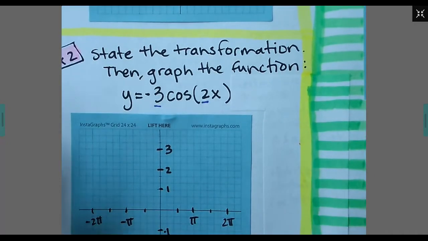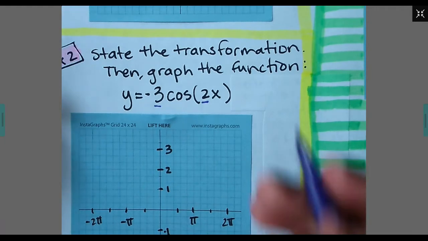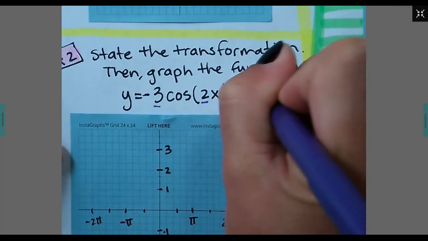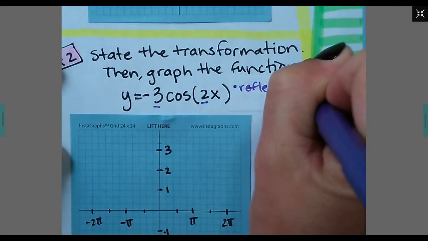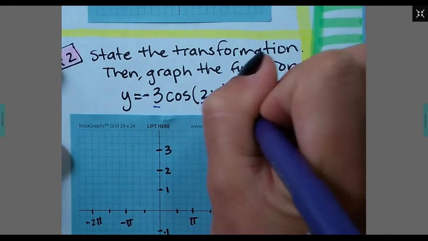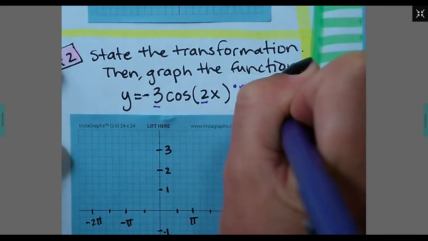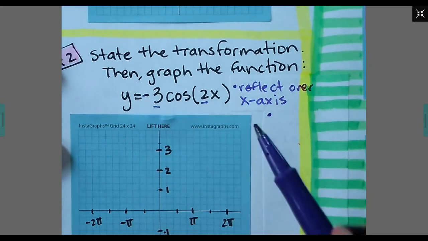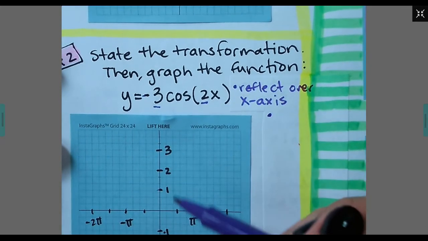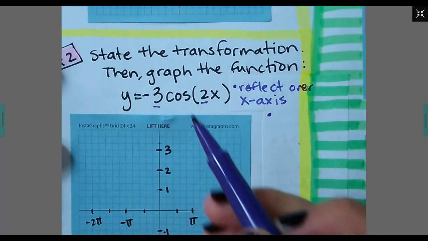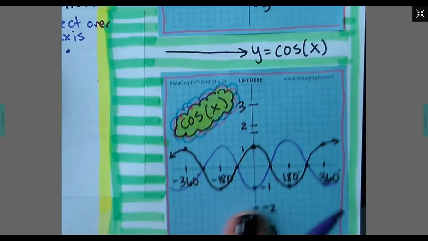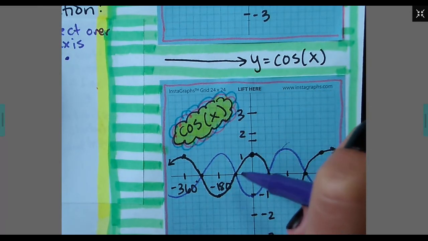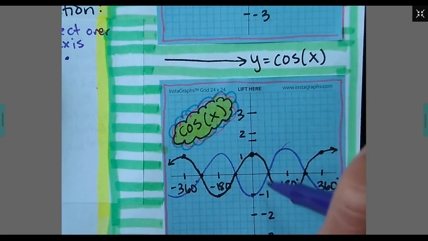Okay, we're stating the transformations here, then graphing the function. So at the very beginning, we notice this negative. That just means we're going to reflect over the x-axis. Then we have this 3 in front. So 3 is usually our amplitude. That's how far up and down we're going. So here we're going to go up 3, down 3. But looking at our original cosine function, it usually goes up 1, down 1. So instead, we're going to go up 3, down 3.